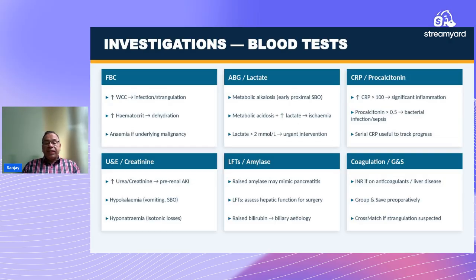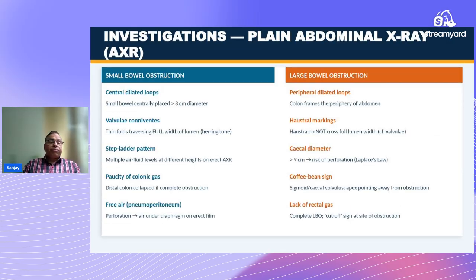Liver function tests should be done, and coagulation profile is very important. The patient may require blood transfusion, so blood grouping and cross matching should be done in such cases. Plain abdominal X-ray plays a very important role and is one of the initial imaging investigations to be done in cases of small bowel and large bowel obstruction.